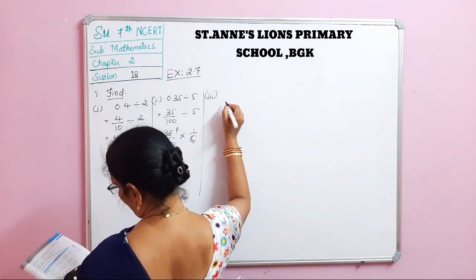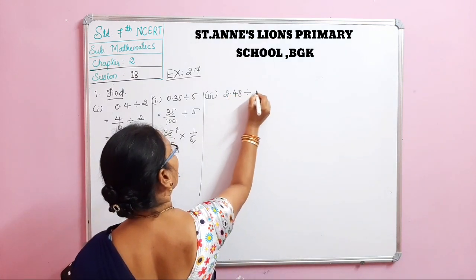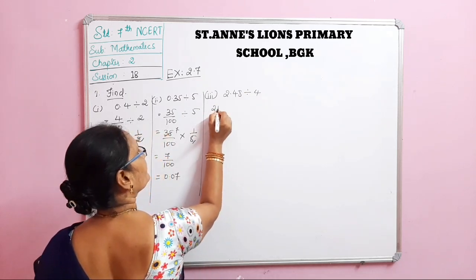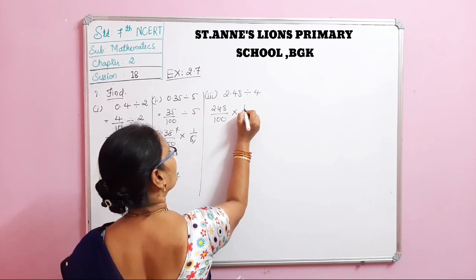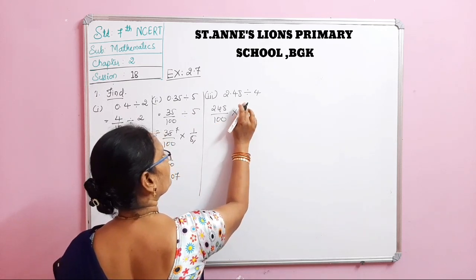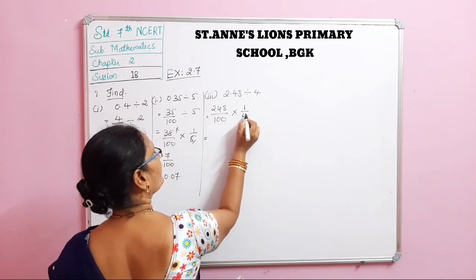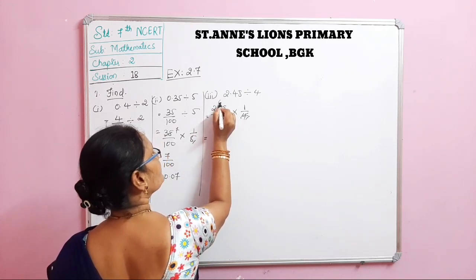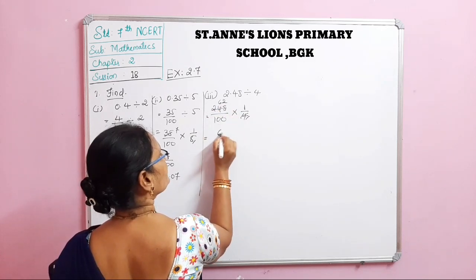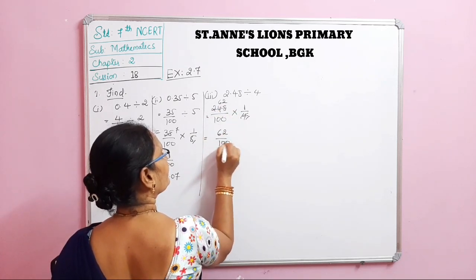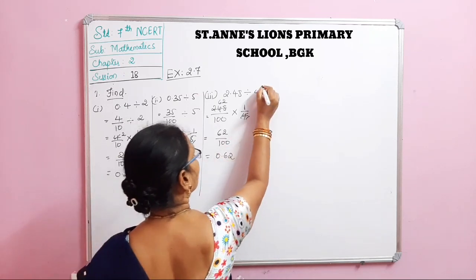Third one, 2.48 divided by 4. 248 divided by 100, I can do directly, into 1 by 4. See now, 4 ones are 4, 4 sixes are 24, 4 twos are 8. Now 62 by 100. This is 0.62.